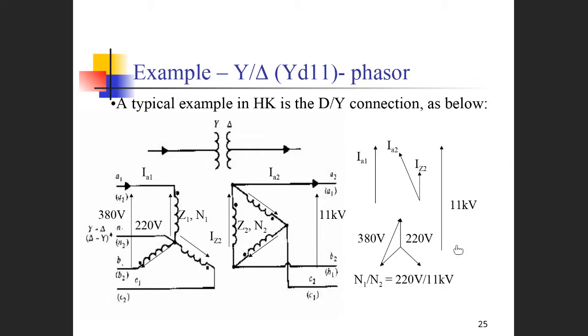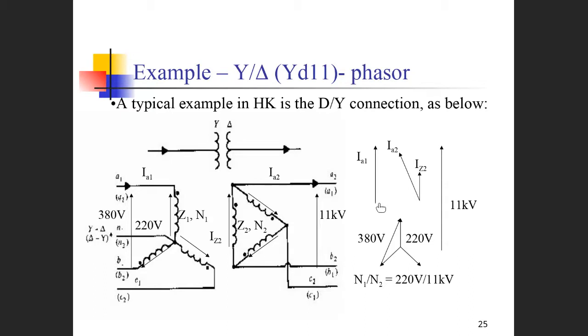Suppose for the A phase in the secondary, the high voltage side is 11 kV. So 11 kV on the high voltage side is a direct connection, and for all phases it is the same, because this is a direct connection. Now in the low voltage side, the per phase value is 220 volts. So this 220 volts is in phase with the 11 kV. However, the 380 volts is not in phase with 11 kV.